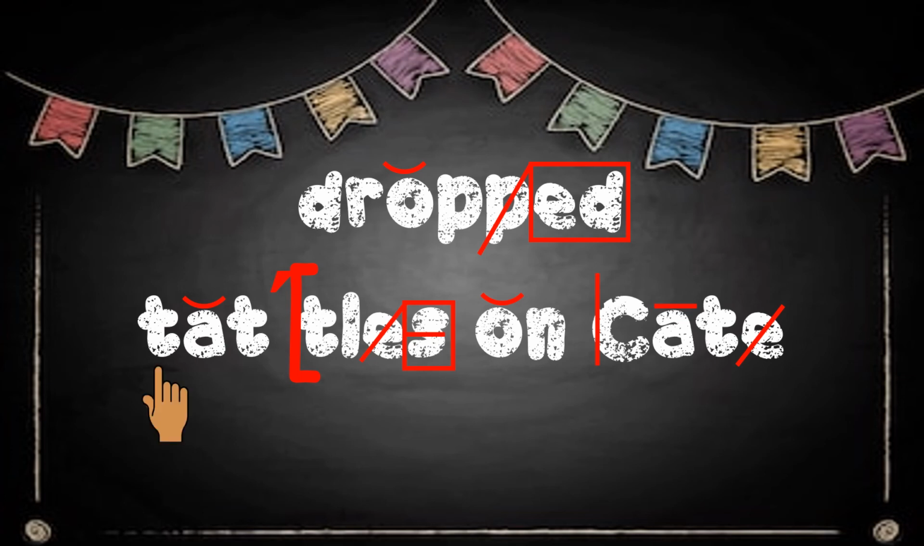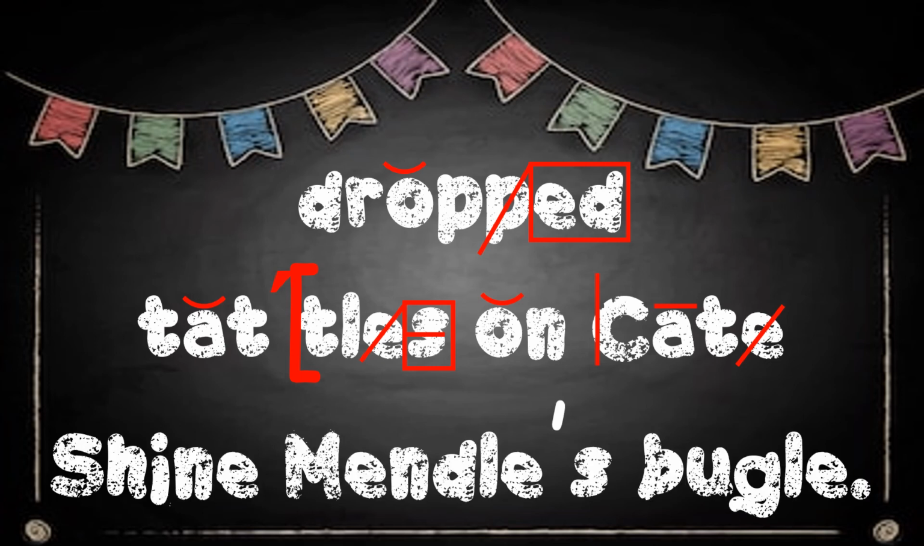Let's go ahead and let's read this phrase. Tattles on Kate. Oh my, we shouldn't tattle on each other. Let's go ahead and let's look at this last sentence. Let's start with the first word in the sentence. We see digraph SH, so let's go ahead and underline it.